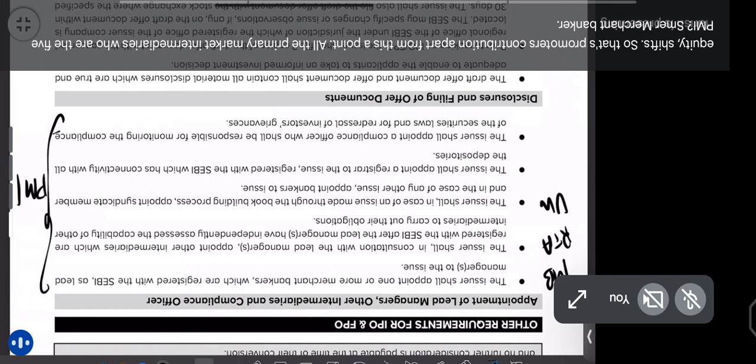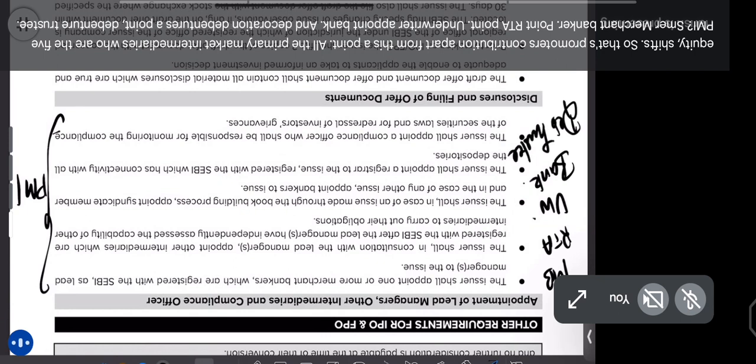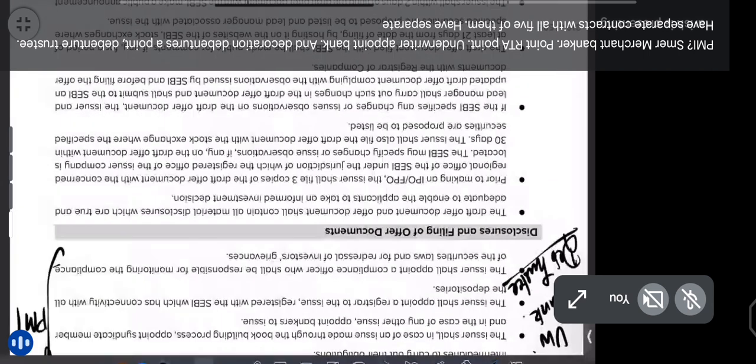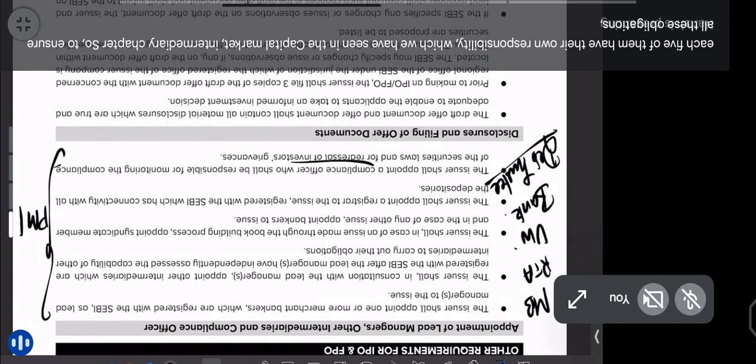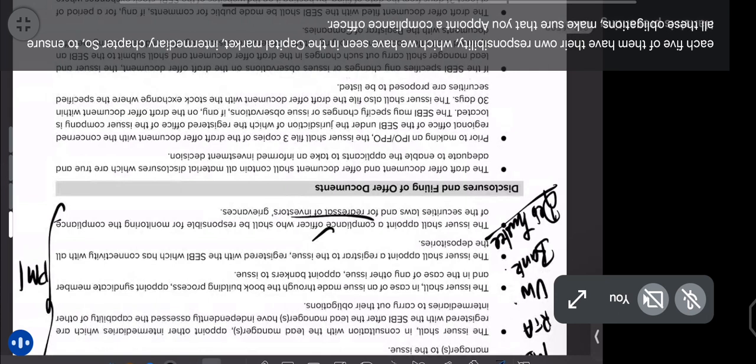So that's promoter's contribution. Apart from this, appoint all the primary market intermediaries who are the 5 PMIs: merchant banker, appoint RTA, appoint underwriter, appoint bank, and if you're issuing debentures, appoint debenture trustee. Have separate contracts with all 5 of them, have separate transactions and unique appointments for all 5 of them, and each 5 of them have their own responsibility, which we have seen in the capital market intermediary chapter. So to ensure all these obligations, make sure that you appoint a compliance officer also.